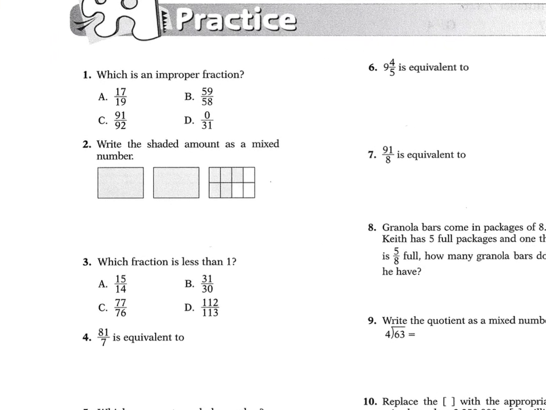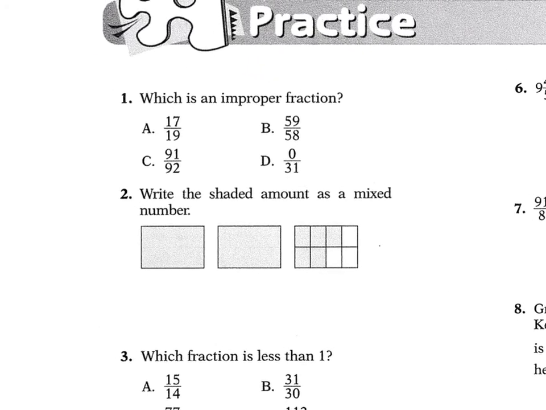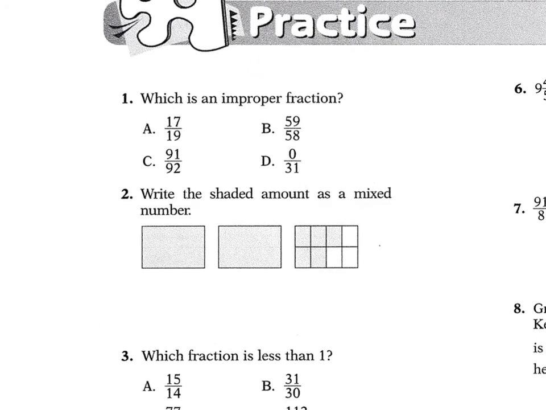For our next part, 1 asks which is an improper fraction. An improper fraction means that you have a number on top greater than the number on the bottom, so B would be your answer. For 2, it tells us to write the shaded amount as a mixed number. So we have 1, 2, and 1, 2, 3, 4, 5 out of 6, 7, 8. So 2 and 5/8.